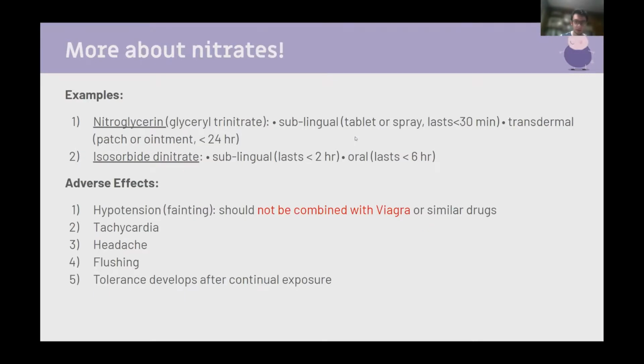So some more about nitrates. This is really important, probably will be examined. Sublingual and transdermal. In acute settings, given sublingually.